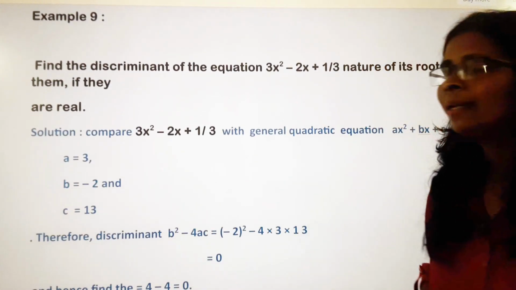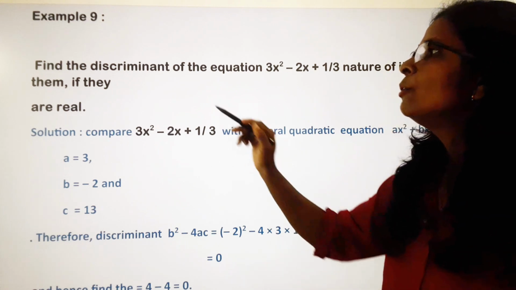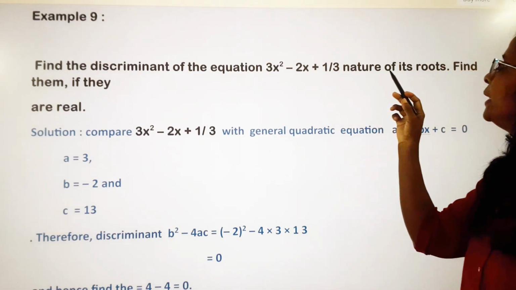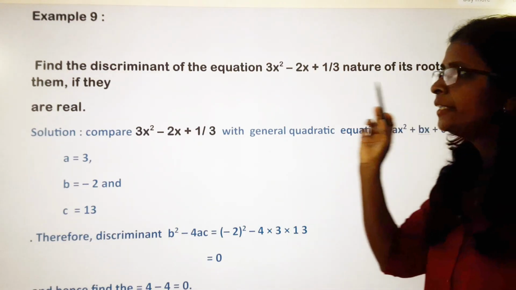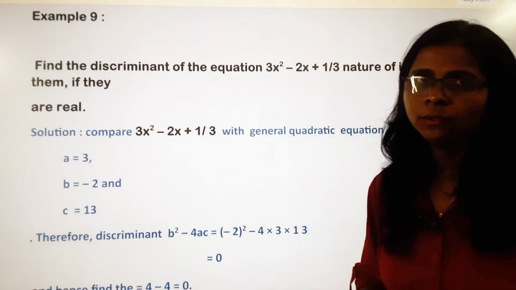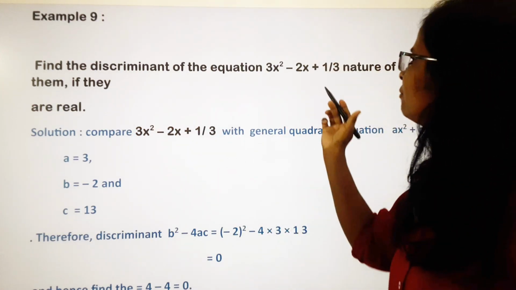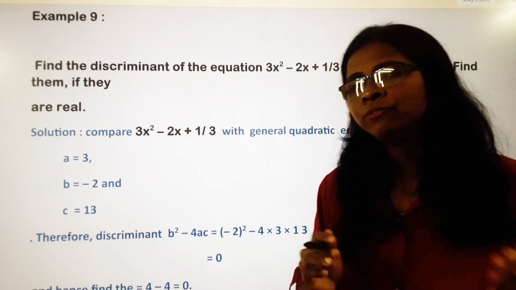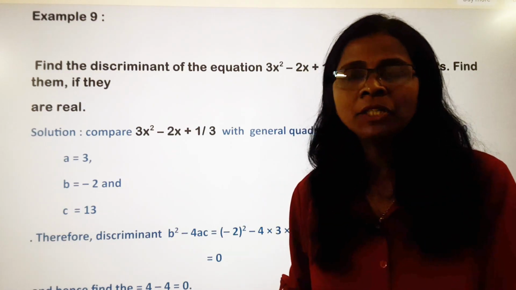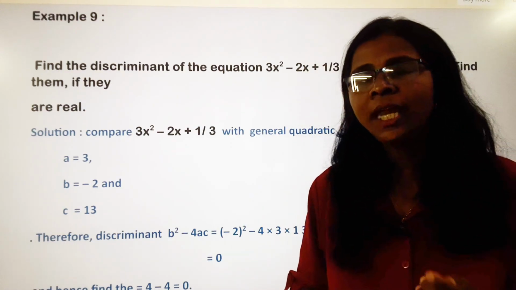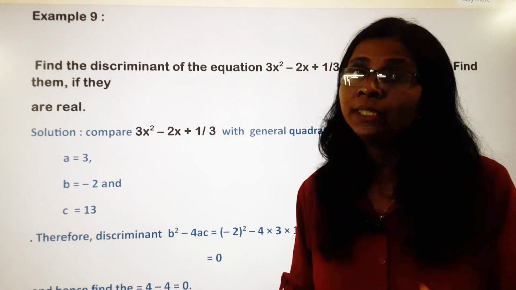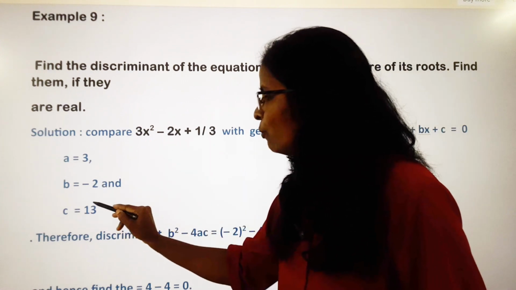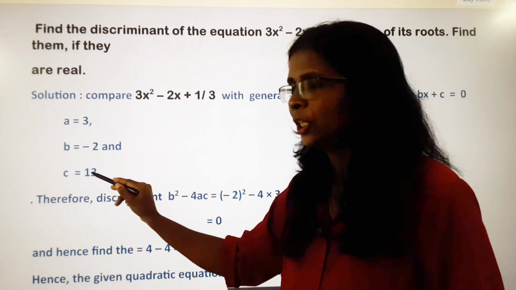Now see the next example, students. Find the discriminant of the equation 3x square minus 2x plus 1 upon 3, the nature of its roots, and find them if they are real. The given quadratic equation is 3x square minus 2x plus 1 upon 3. First our target is to compare this equation with the standard form of quadratic equation, ax square plus bx plus c equal to 0. Then we get a equal to 3, b equal to minus 2 and c equal to 1 upon 3. Note this is 1 upon 3, not 13.